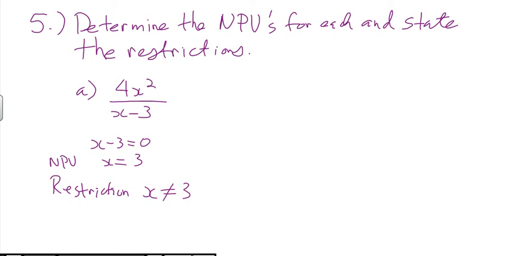It's like the same thing, just expressed two different ways. The non-permissible value is x equals 3, but the restriction is that x can't be equal to 3, because if it is, then this becomes 0 and the world implodes. You're not allowed to divide by 0. Bad things happen. Okay? Question?